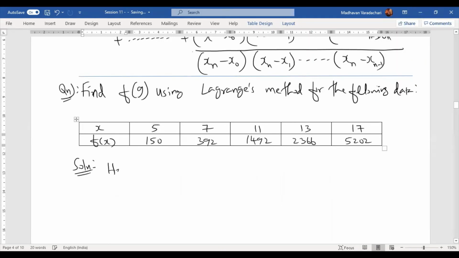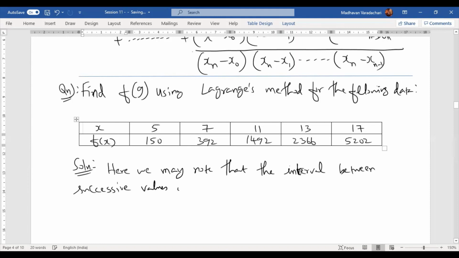So here we may note that the interval between successive values of x are unequal. Means 7 minus 5, it is 2. 11 minus 7, it is 4. It is not the same.